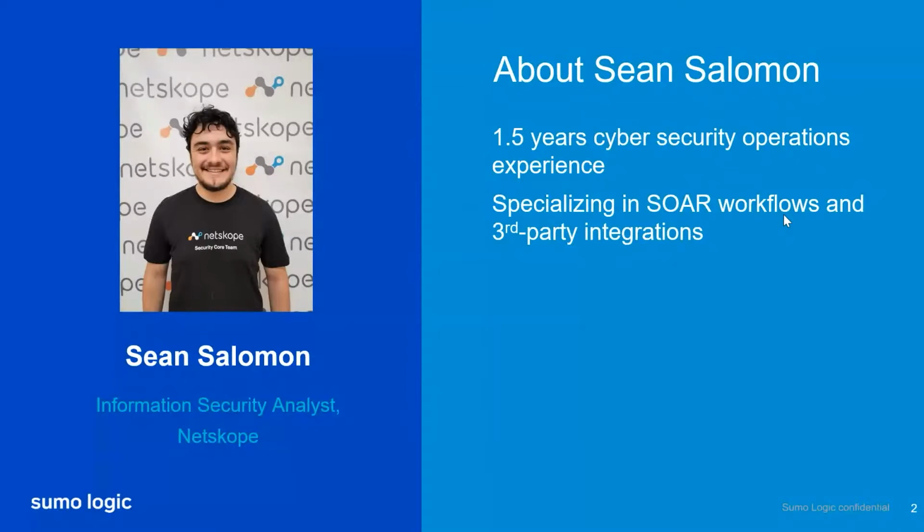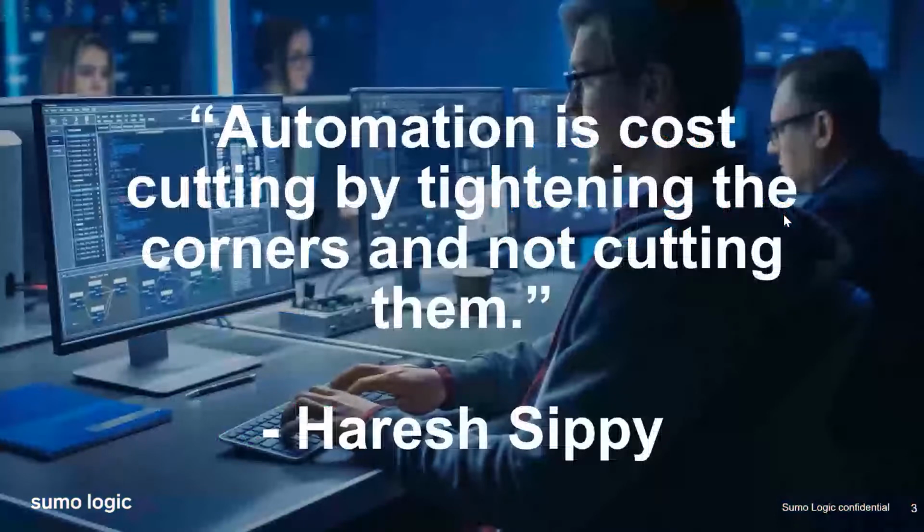Now, some of you may actually believe that automation is just for the lazy and the people who don't want to do a whole lot of work. But there is a real business value to operationalizing automated processes. The Teema India CEO, Haresh Sippy, once said, "Automation is cost-cutting by tightening the corners and not cutting them." And I think this is the way that we need to view automation going forward.